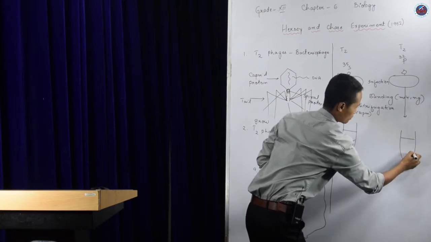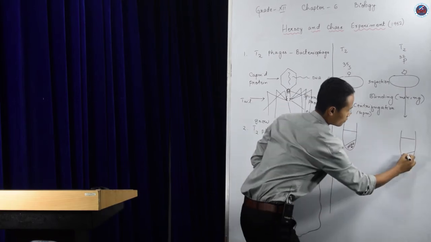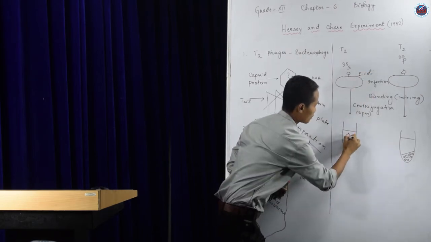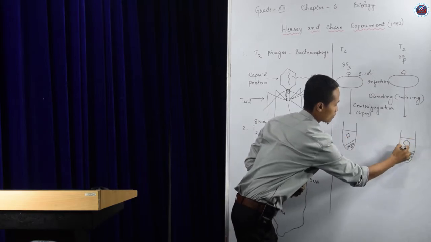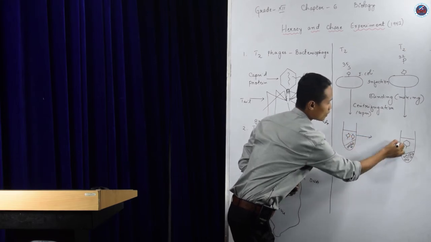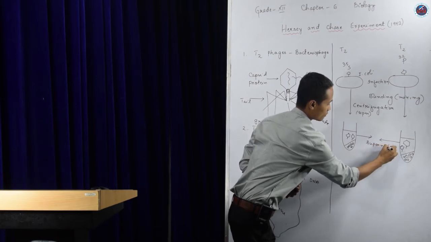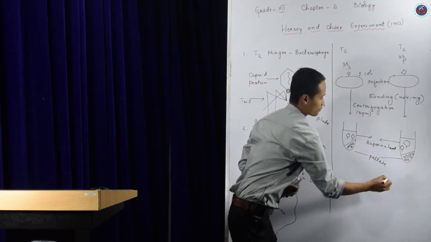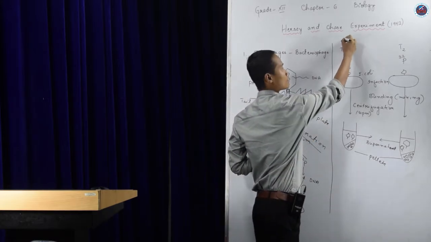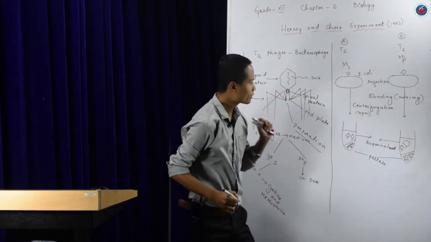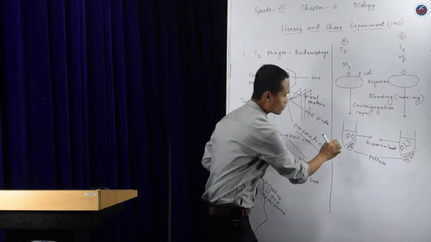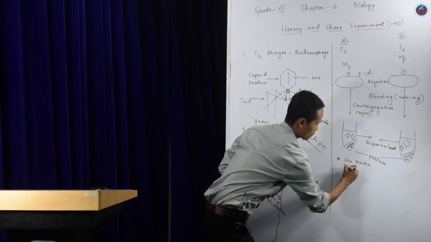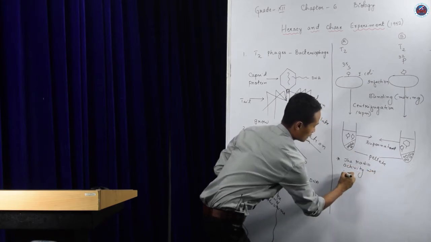So this is a test tube, and these are E. coli cells. The upper part is said to be the supernatant, and the lower part is said to be the pellet. Now in case A, they found that the radioactivity was in the supernatant.